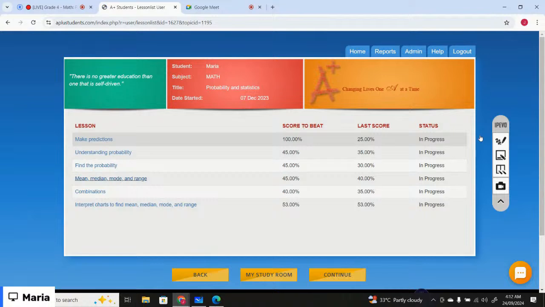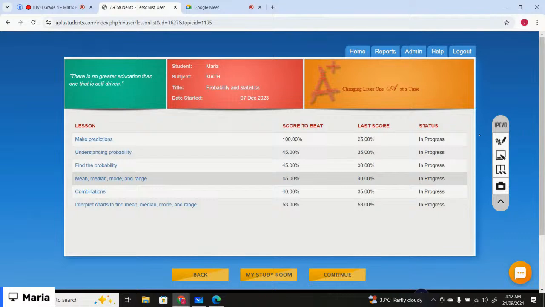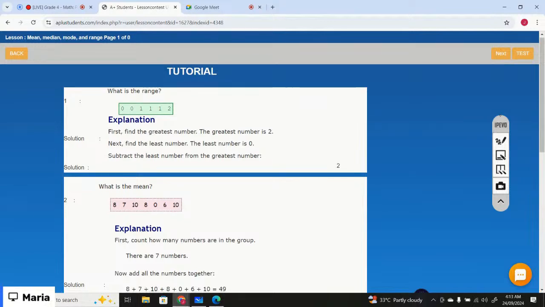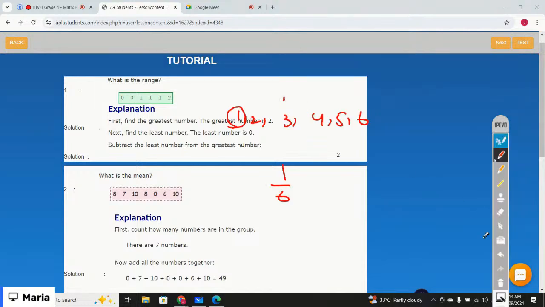The next lesson is mean, median, mode, and range. Let's start with the lesson. What is the range? Range is the difference between the greatest value and the smallest value in the given data, right? The greatest number given here is 2, and the smallest number in the data is 0. So 2 minus 0 is 2, and the correct option is 2.